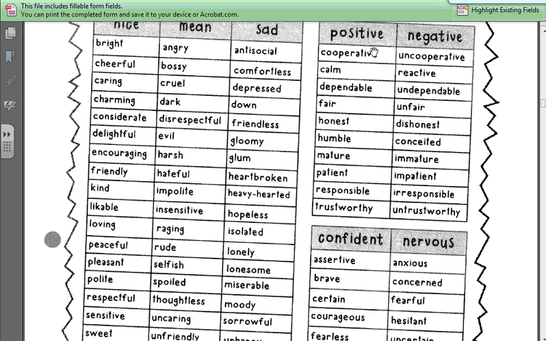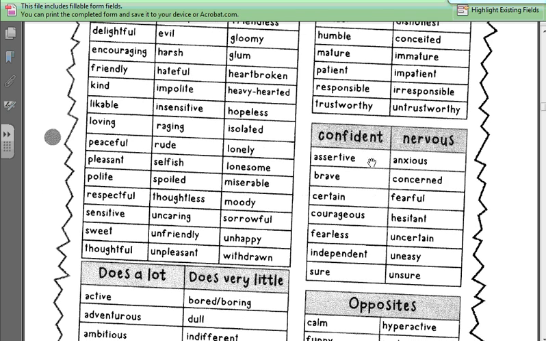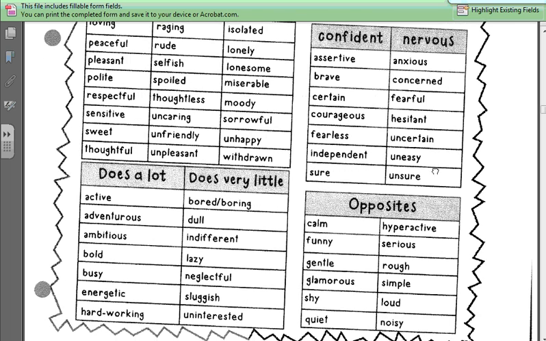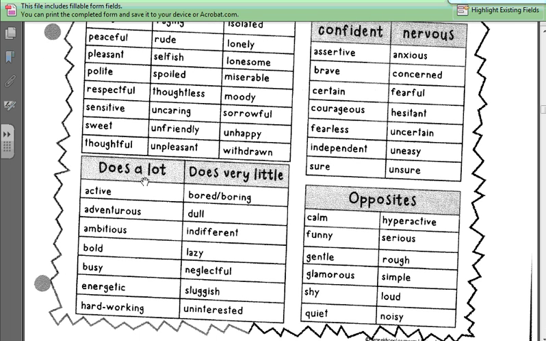Some character traits could be positive, some can be negative. If you're confident, these are the character traits that apply to you. So if I'm confident, I could be brave. If I'm nervous, I'm probably anxious. Maybe I'm nervous for my game that I'm coaching on Friday. If you do a lot and you're always moving, you're active. If you do very little, you're bored or boring.